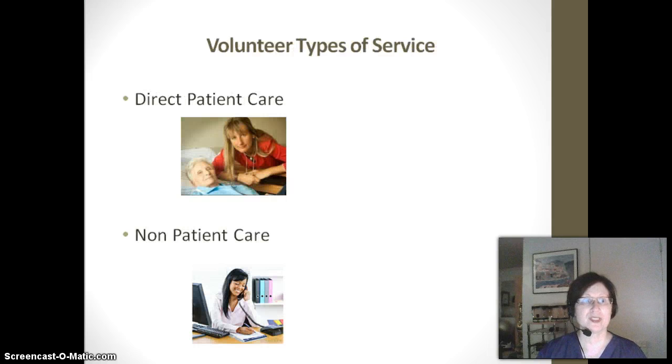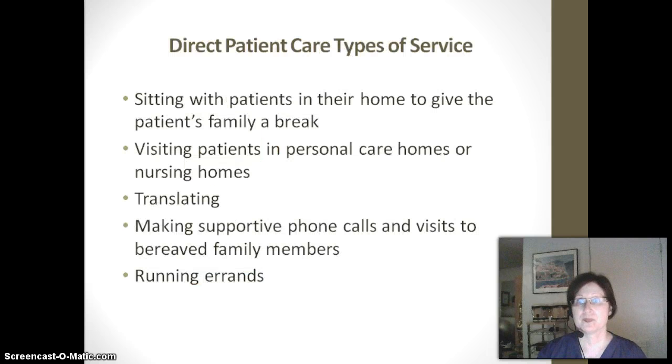Types of volunteer services. Volunteering with hospice offers a variety of volunteer opportunities to fit many interests. Examples include direct patient care types of service and non-patient care types of service. For example, direct patient care types of service include sitting with patients in their home to give the patient's family a break, visiting patients in personal care homes or nursing homes, translating, making supportive phone calls and visits to bereaved family members, or running errands.